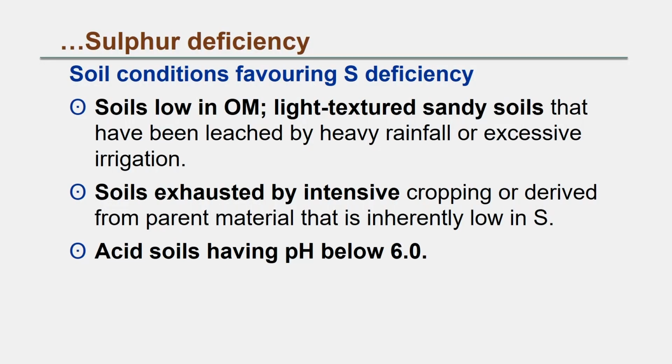What are the soil conditions that favor sulfur deficiency? Soils low in organic matter. Proteins contain sulfur, which is part of organic matter, so low organic matter means low sulfur. Light texture soils, sandy soils that have been leached by heavy rainfall or excess water, since sulfate leaching can occur in light texture soils. Soils exhausted by intensive cropping or multiple cropping can have sulfur deficiency, and acid soils having pH less than 6 will also have sulfur deficiency.